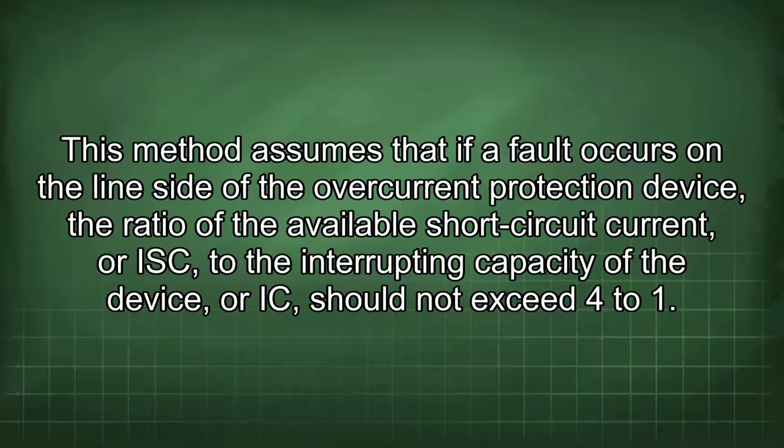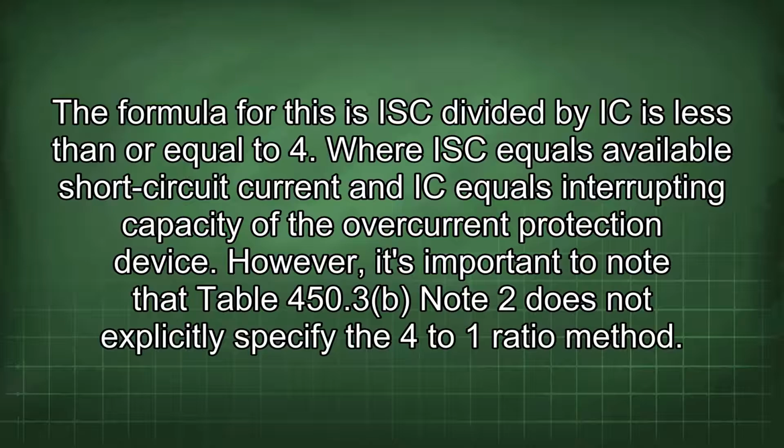This method assumes that if a fault occurs on the line side of the overcurrent protection device, the ratio of the available short-circuit current, or ISC, to the interrupting capacity of the device, or IC, should not exceed 4:1. The formula for this is ISC divided by IC is less than or equal to 4, where ISC equals available short-circuit current and IC equals interrupting capacity of the overcurrent protection device.